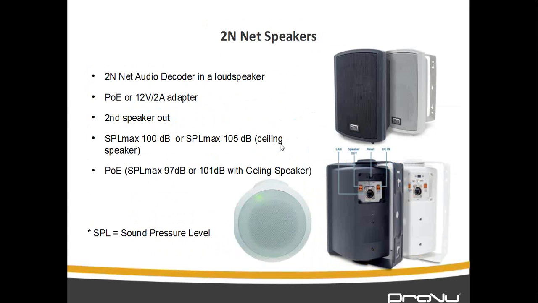There are a couple of different options. There is a wall mount option, and there is a ceiling speaker as well. Both have different requirements, but the main thing is you can connect a standard analog speaker to it as well to extend the range. There is a speaker output on each device, and you can power it using DC or PoE. The wall mount one has a maximum SPL of 100 or 105 dB. The ceiling speaker seems to have a bit more sound pressure level. But if you're running over PoE, then as you can see, the SPL goes down a bit, mainly because of the power you can get from a PoE switch.